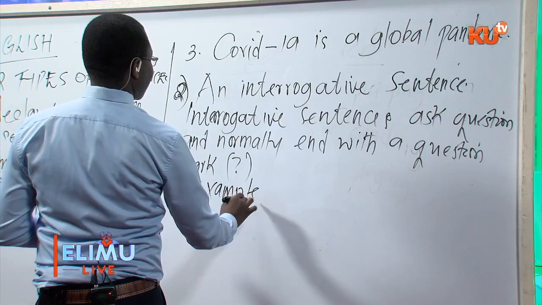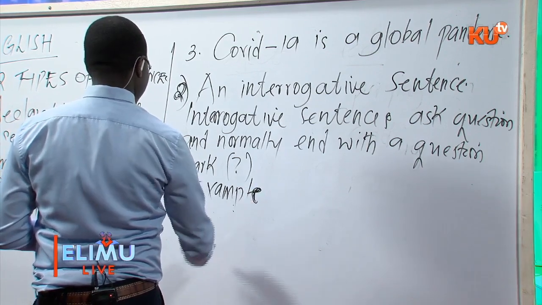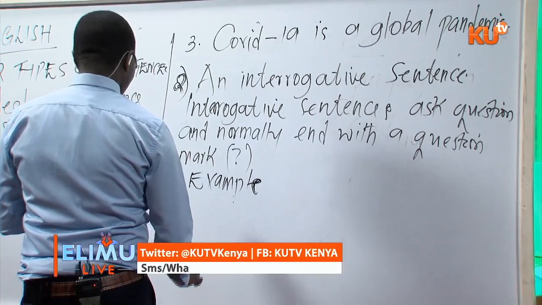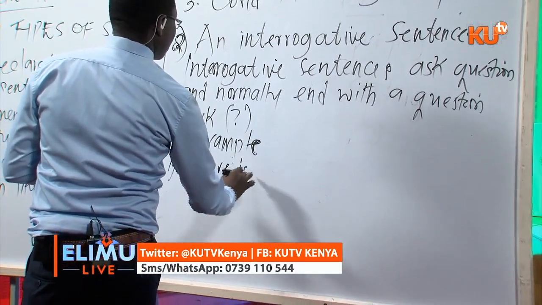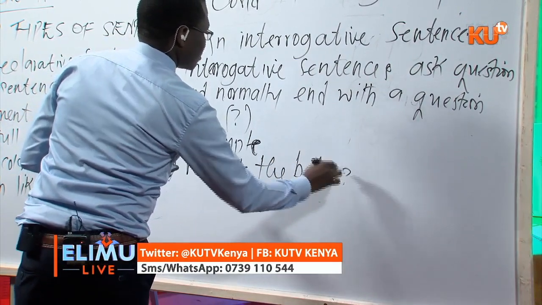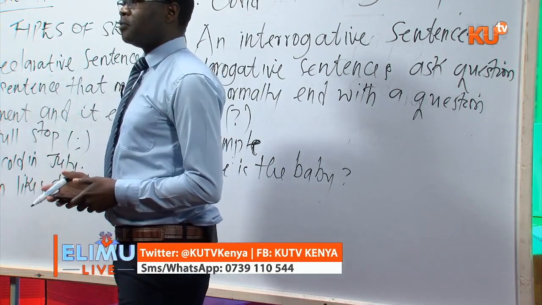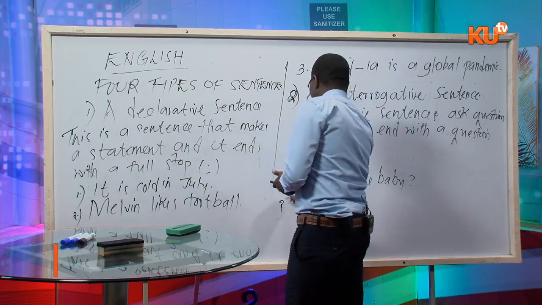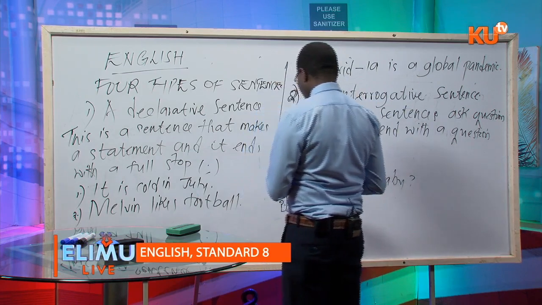An example of an interrogative question or sentence. Number 1, where is the baby? Where is the baby? This is an example of an interrogative sentence. Number 2, another example of an interrogative sentence.